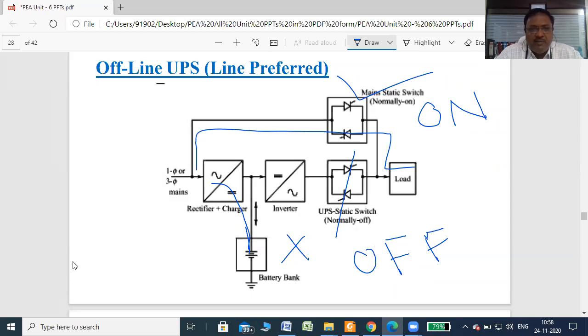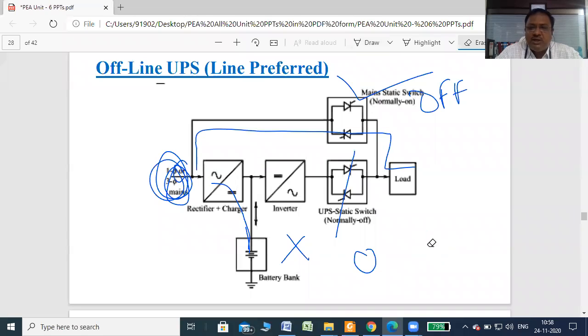This is normal condition. If suppose the mains fail, if your mains shut down, right, only in that situation the main static switch turns off. Okay, and that is, the UPS static switch turns on. Only that condition. Okay, it turns on and the supply is fed to the load via battery and inverter, which converts it into AC, and then through these switches the supply is given to the load. So this is offline UPS.